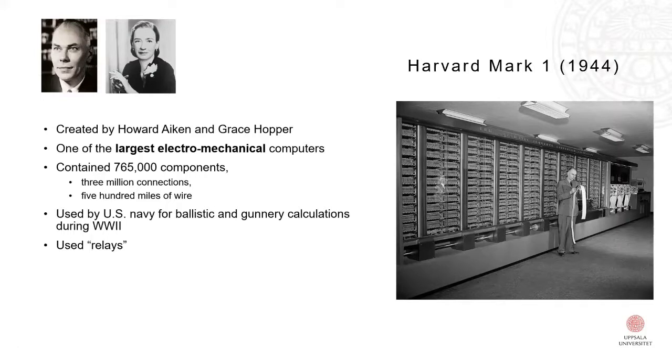It had over 700,000 components, 3 million connections to connect those components together, and 500 miles of wire. This is unbelievable. This computer was used by the US Navy for ballistic and gunnery calculations during the Second World War. And in this computer, the main electrical component was called relays.